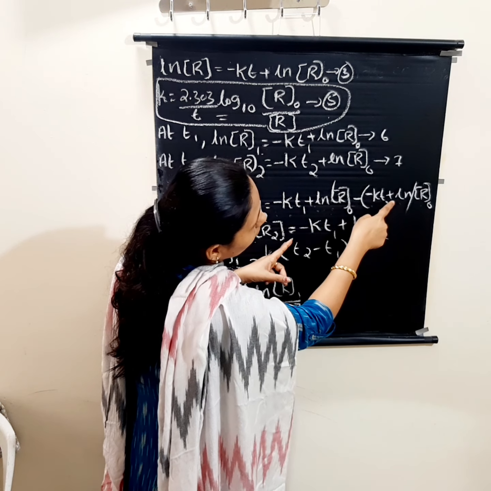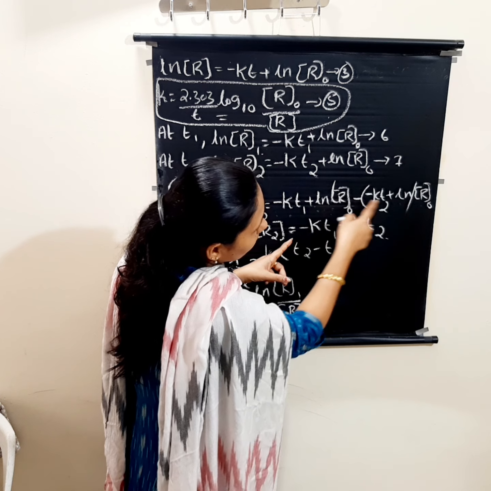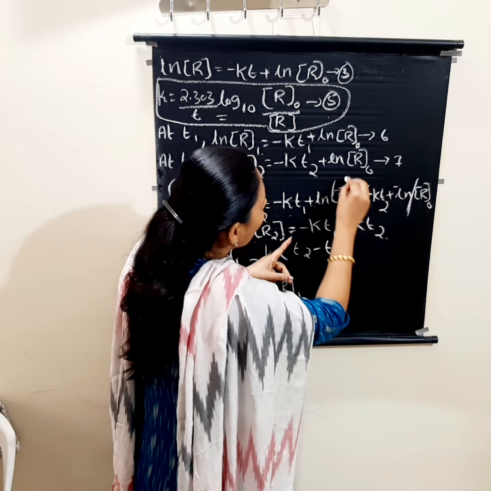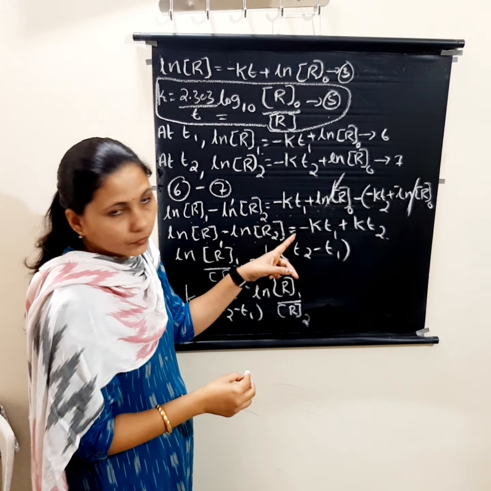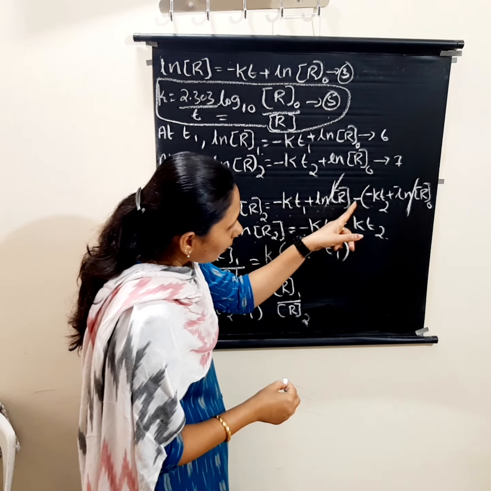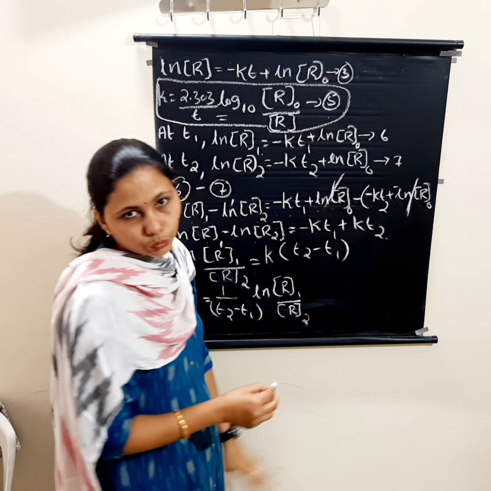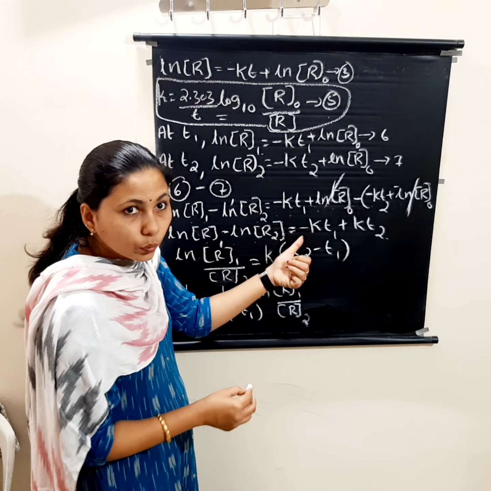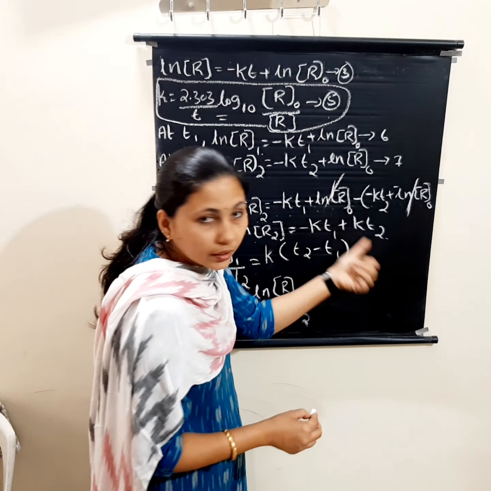Here we have plus ln r0 in the first term, and in the second, plus ln r0 but with a minus outside. Taking the minus inside the bracket, we get a minus, so this one and this one will get cancelled. So equal to minus kt1, and minus into minus gives plus kt2. Clear? So ln r1 minus ln r2 equals minus kt1 plus kt2.